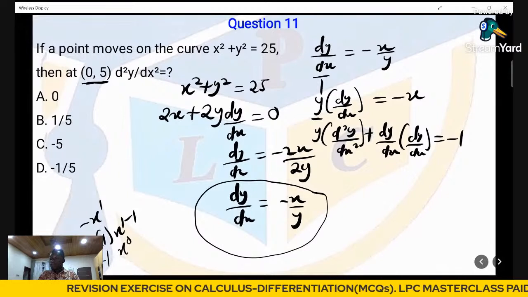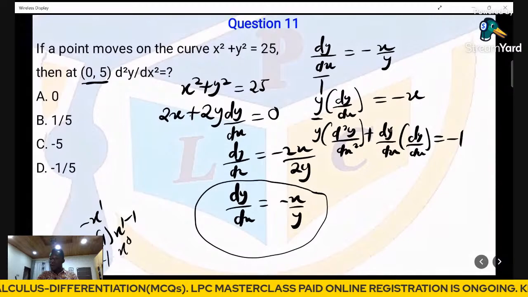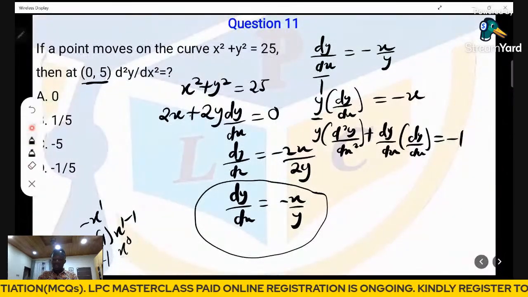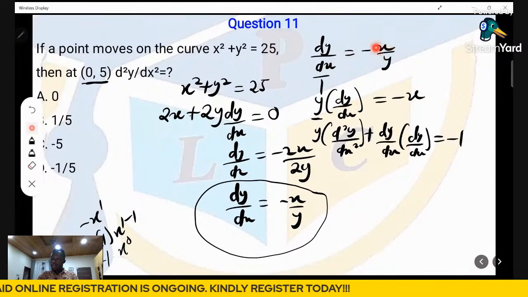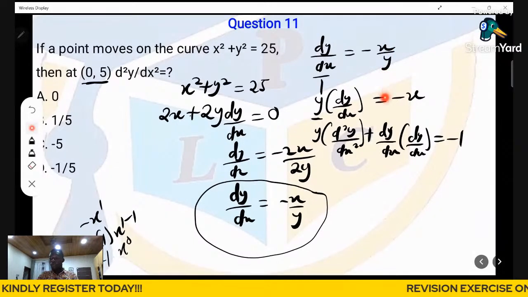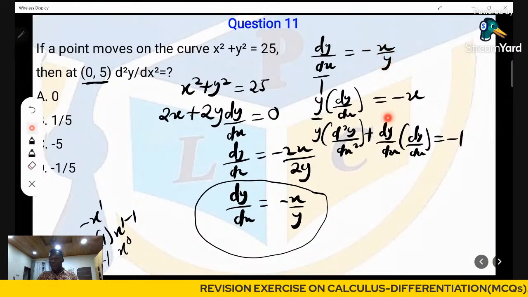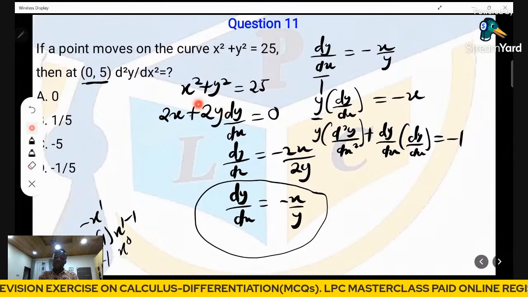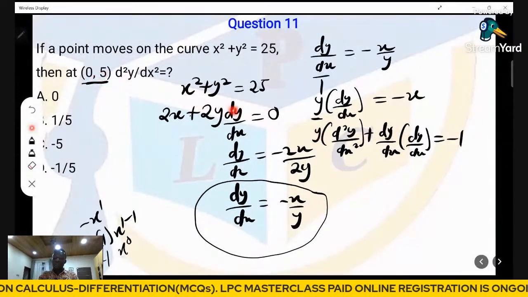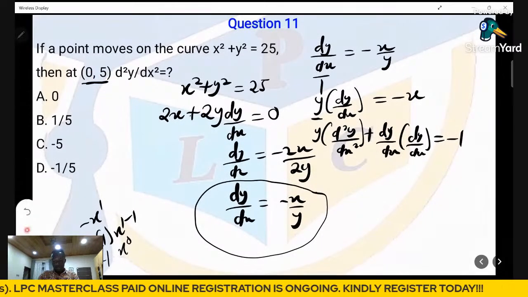Now let's see what we can do here. We know that our dy over dx is equal to negative x over y, right? So whenever I see dy over dx in this function, I'll substitute negative x over y, and I'm good to go. Whenever I see y, I'll substitute 5 there. And whenever I see x, I'll substitute 0 also in here. So let's see what we will derive at the end of the day.